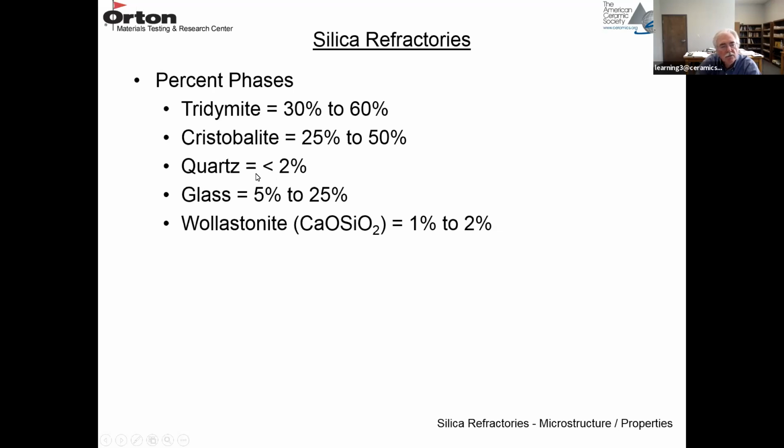So quartz, either cristobalite or tridymite. The glassy phase may be 5 to 25%. And within that glassy phase, you may crystallize wollastonite, which is this calcium silicate, 1 to 2%. So that's where you end up when you produce a silica refractory.